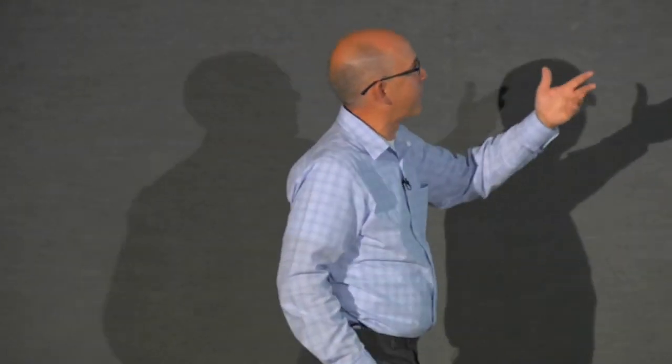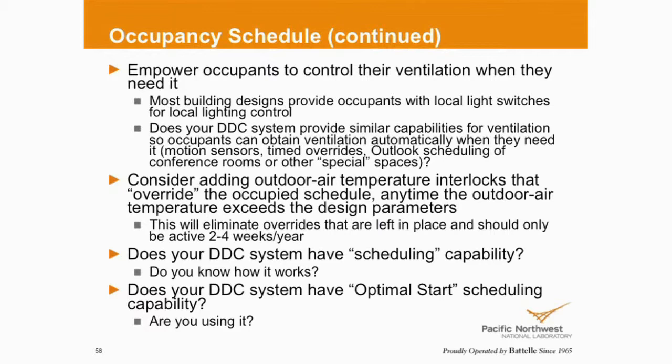But this is one creative way. I'm not saying everyone should do this, because it has some challenges. But again, there are different ways to get around having to run 24/7 for sporadic uses. We talked about outdoor temperature interlocks.